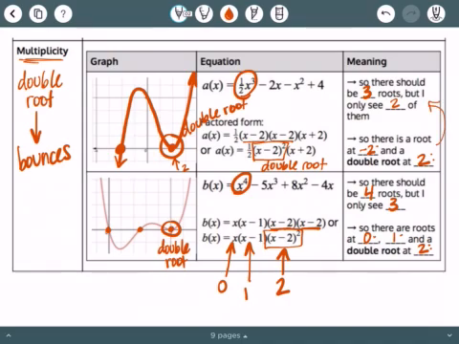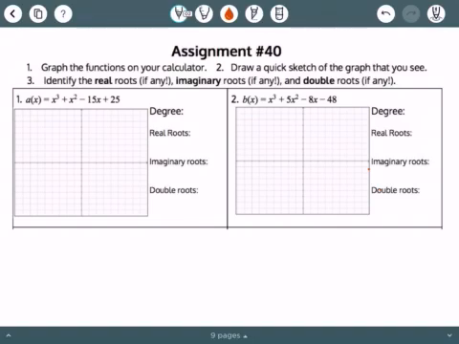Right? So as you look at your assignment 40, what you're going to do is graph the functions on your calculator. So first things first, take this, type it in your calculator. You're going to draw a quick sketch of the graph that you see. So I see that this is x to the third. I'm guessing, I haven't looked at my calculator yet, but I'm guessing this looks something like this because it's positive x to the third. I know the degree is 3.